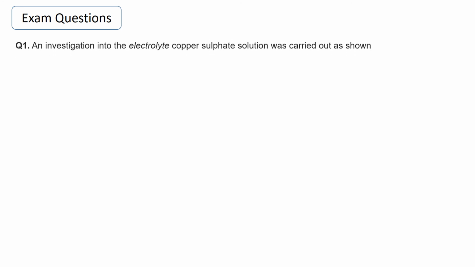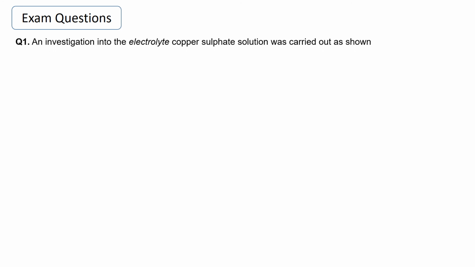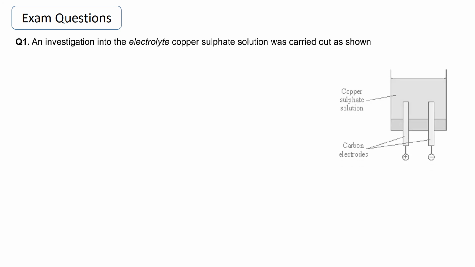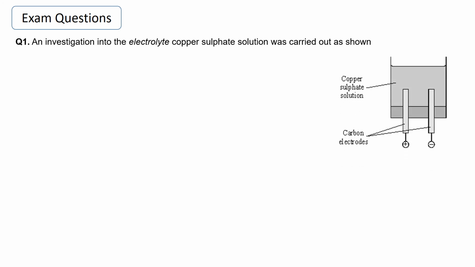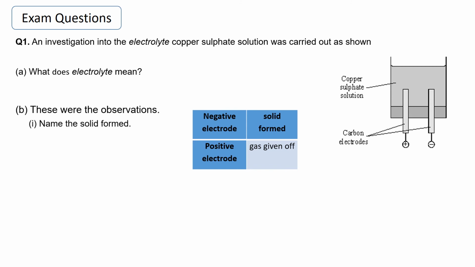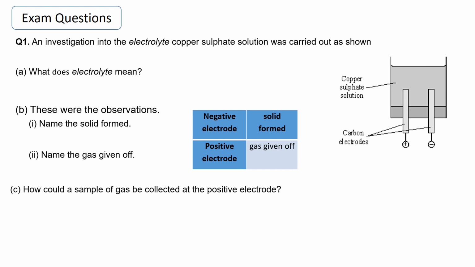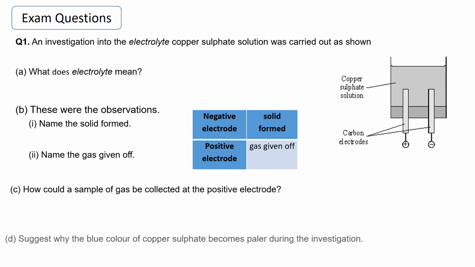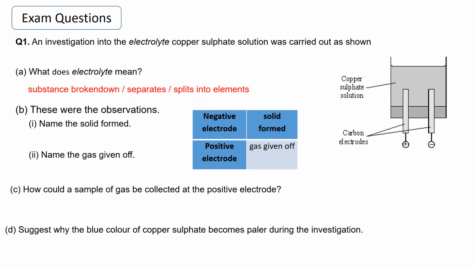Now here's an exam question. An investigation into electrolysis of copper sulfate solution was carried out as shown. Okay, so basically this is the same thing, just slightly upside down. Well, it's very upside down. It's not slightly upside down, it's just upside down. What does electrolyte mean? What were the observations? Name the solid formed. Name the gas given off. And how could a sample of gas be collected at the positive electrode? Take a second to think about those questions for me. Even 4 questions. Take an extra second.